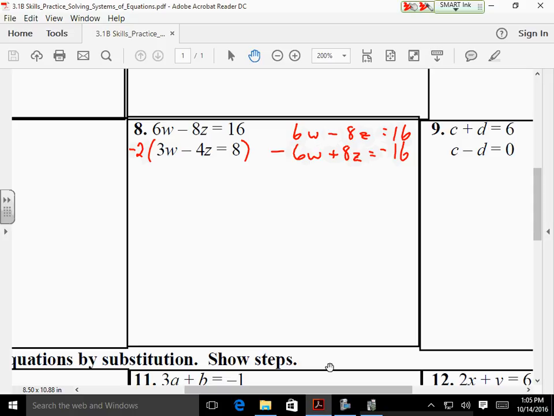But look what else happens. 0 plus 0 equals 0. Is 0 equals 0? Yes. And so if everything cancels out and you get the same numbers equal to each other, that means that these two were exactly the same equations. And so it was two lines right on top of each other. That was infinite solution.